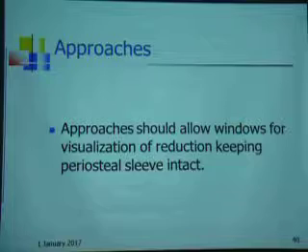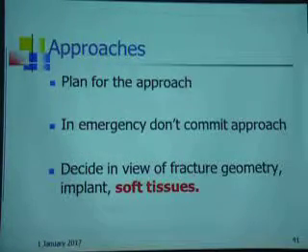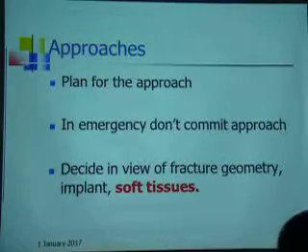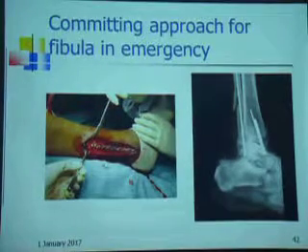Approaches will be the soft tissue windows which will allow you to go in, but approaches should be periosteal salvaging, and approaches will be dictated by soft tissues or implants which you are going to use. One important tip: don't get committed by the approach.